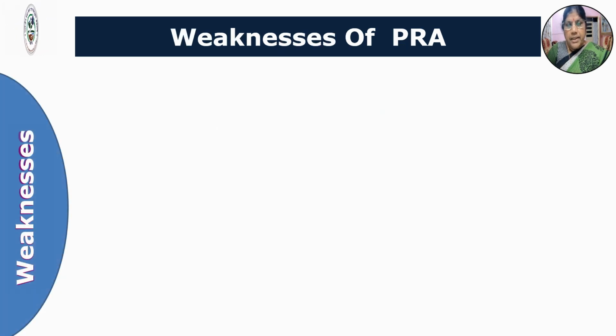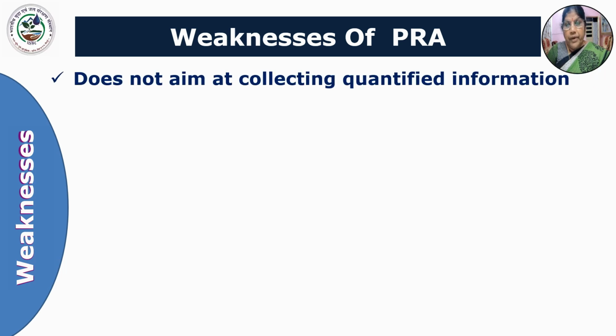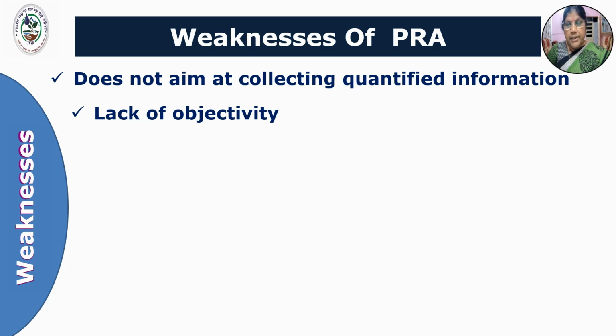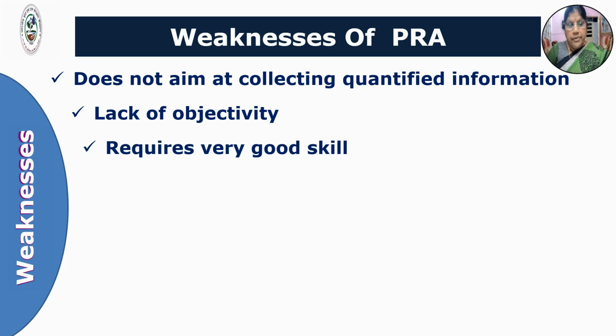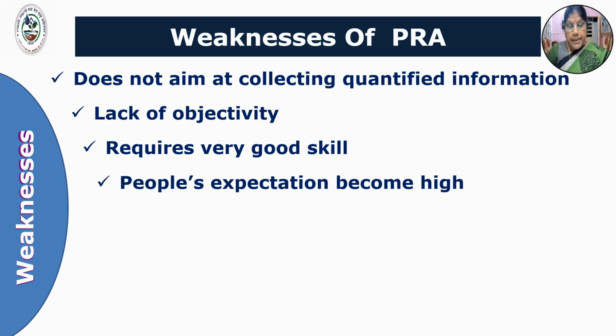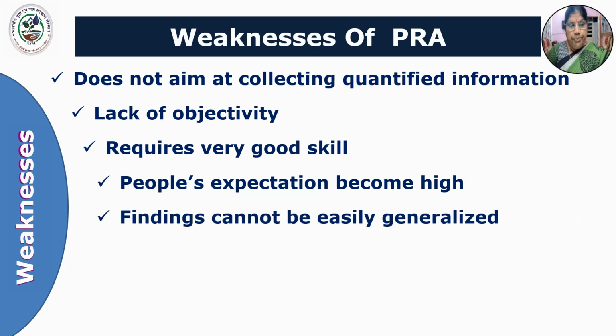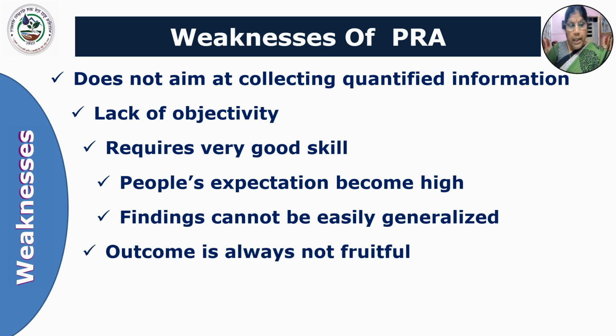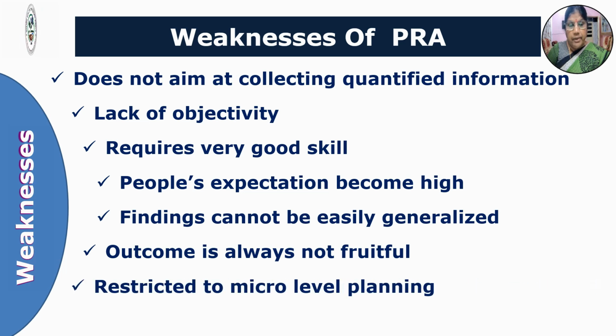We cannot always say that PRA is a universal panacea for all the problems. It has its own limitations and weaknesses, and it doesn't aim at collecting quantified information always. Mainly qualitative information we are getting, because of which we lack objectivity, and it requires very good skill on the part of the persons who are doing this PRA exercise, and people's expectations become too high, especially when we do tools like preference ranking of the farmers, and the findings cannot always be generalized. Outcome is not always fruitful, and PRA exercises are very much restricted to micro level planning, and have less relevance in monitoring and evaluation.